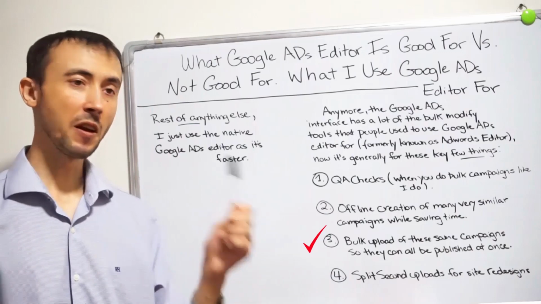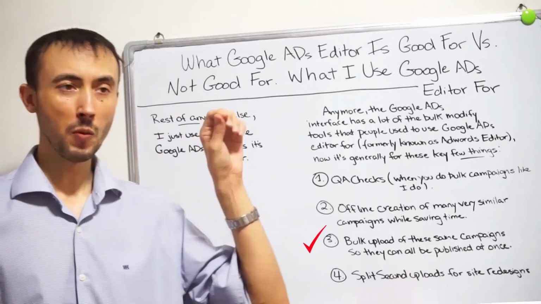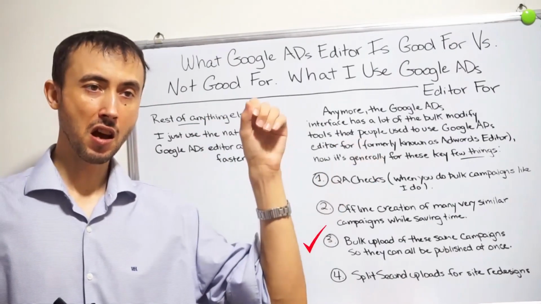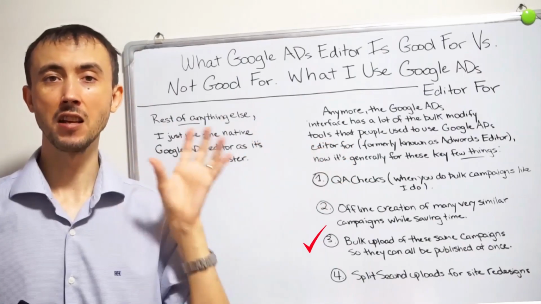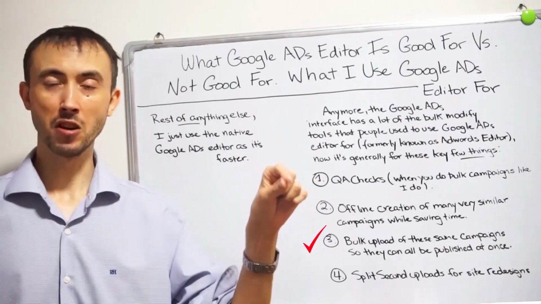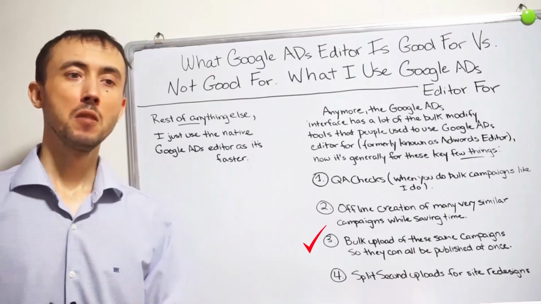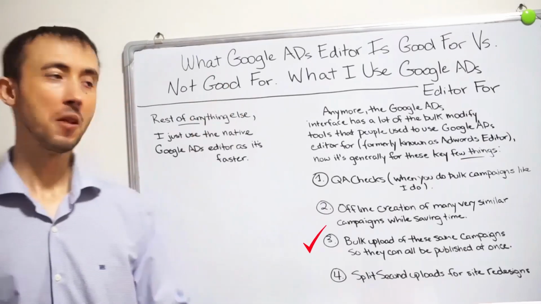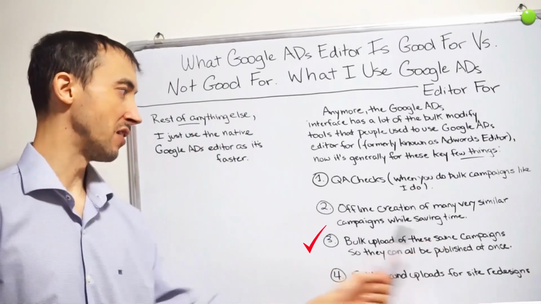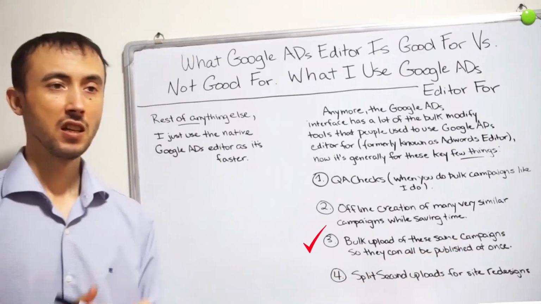And then at the very end, I've checked them all. By the time I click publish, I know for a fact it's set up the right way and I didn't make any mistakes. Then I'll click publish and it'll take 5 minutes to upload, but I can go get a coffee while I'm doing that. So I can upload all the campaigns at once.